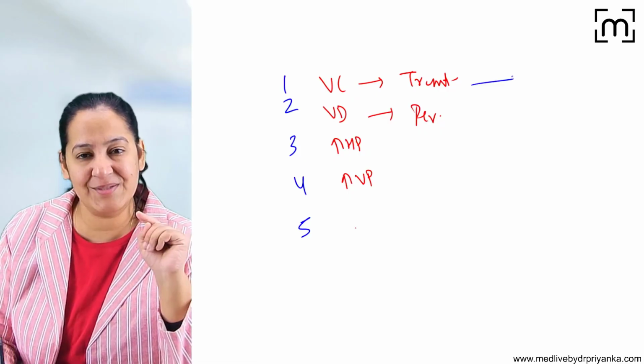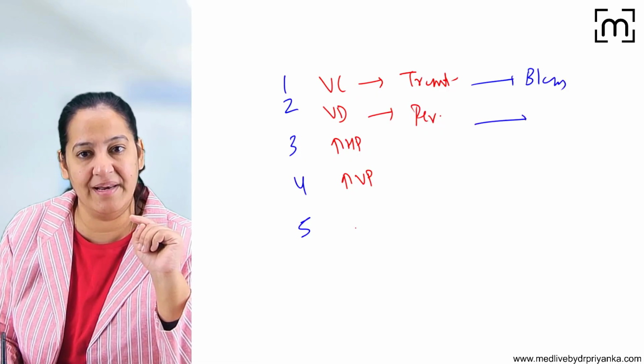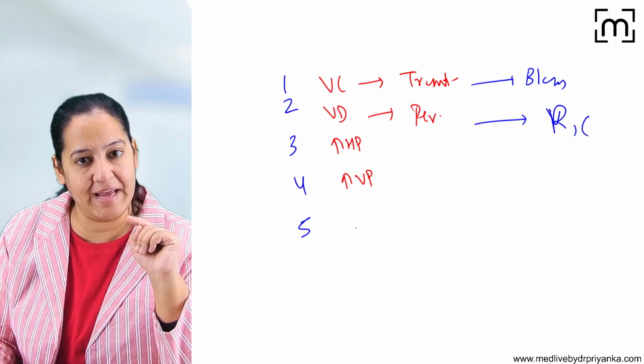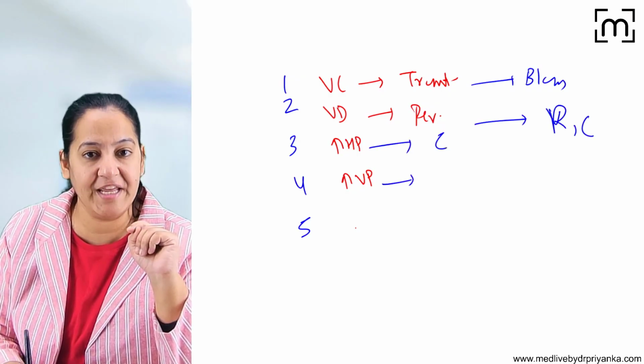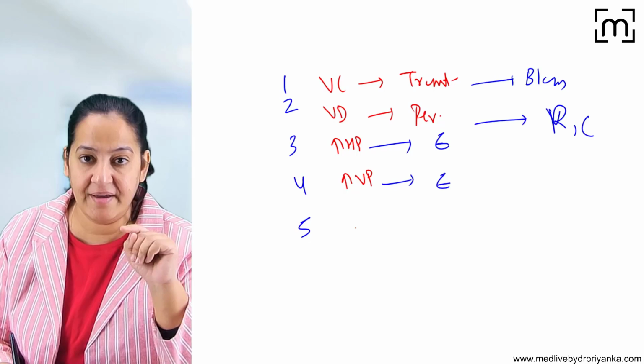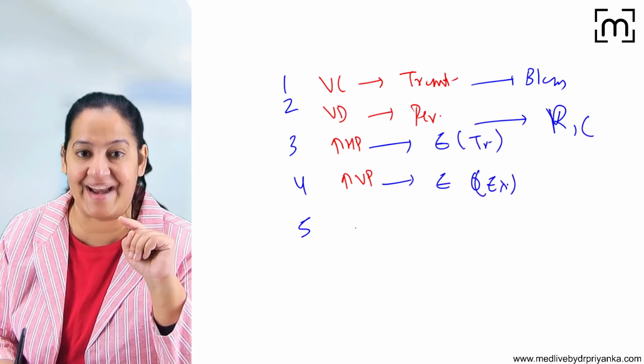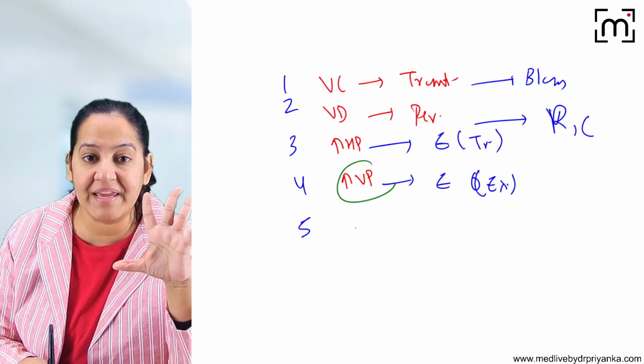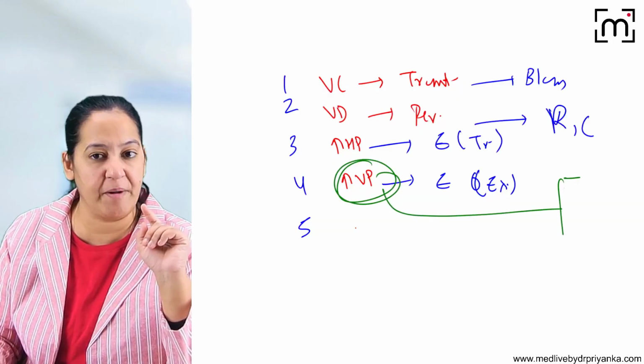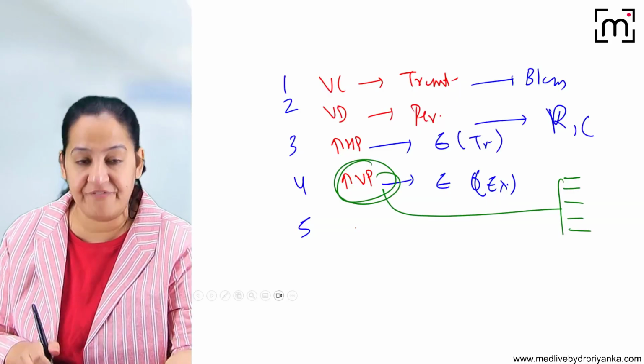You've already seen this one leads to blanching. This one leads to rubor and calor. This one leads to edema. This one also leads to edema. But here edema is transudate in nature. Here edema is exudate in nature. We have already seen that. Now there are 5 mechanisms we have seen of increased vascular permeability. You know the mechanism.